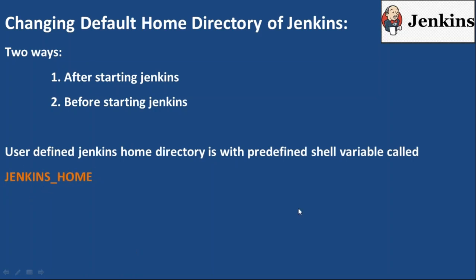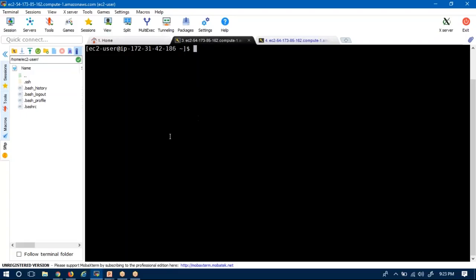That's why we take it as a shell variable, since this is Unix. Anyway, that is the default shell variable. In case you want to change the home directory of your Jenkins, you can take that path as JENKINS_HOME. Let me open my terminal, and there I will explain how to change our home directory after starting Jenkins and before starting Jenkins. Nothing is there, very simple.